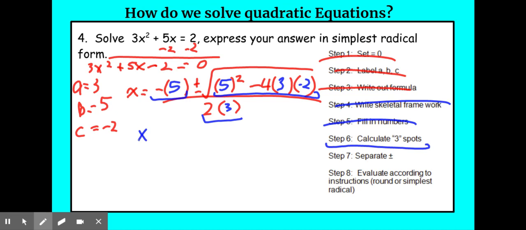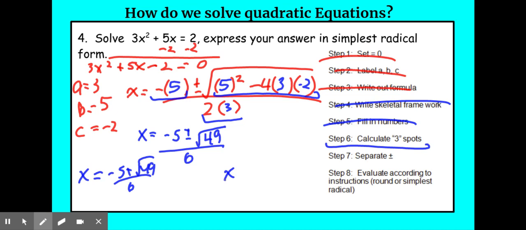So we have x equals negative 5, which is negative 5, plus or minus the square root of 5 squared minus 4 times 3 times negative 2, which is 49, all over 2 times 3, which is 6. Okay? So your last step is to separate and then simplify. Most of you may have noticed 49 is a perfect square. If not, no worries. You're going to plug it into your calculator anyway. So you have x equals negative 5 plus radical 49 over 6, and x equals negative 5 minus radical 49 over 6. So now we're going to simplify it.